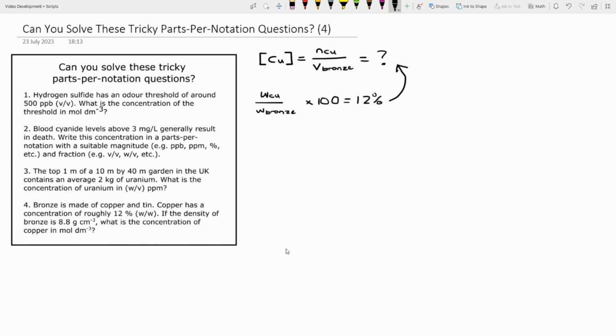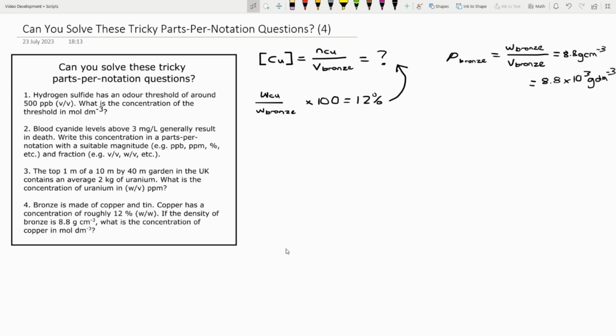So first, we're going to write the equation for density. The density of bronze is equal to the mass of bronze divided by the volume of bronze, which is equal to 8.8 grams per centimeter cubed. Now, because our final answer needs to be in moles per decimeter cubed, we need to convert this density. So this is 8.8 times 10 to the 3 grams per decimeter cubed.